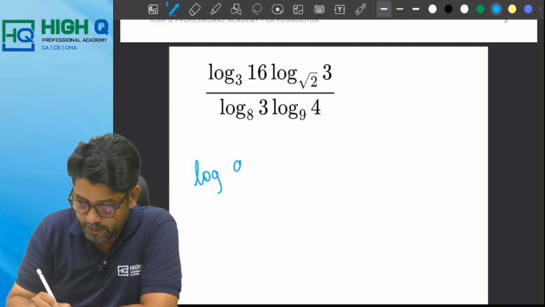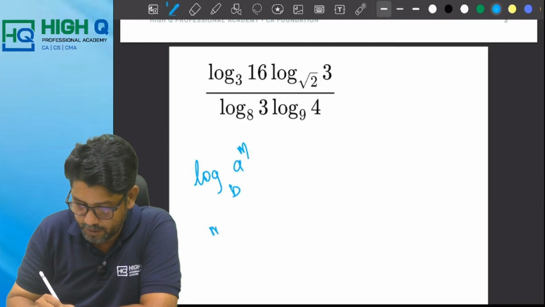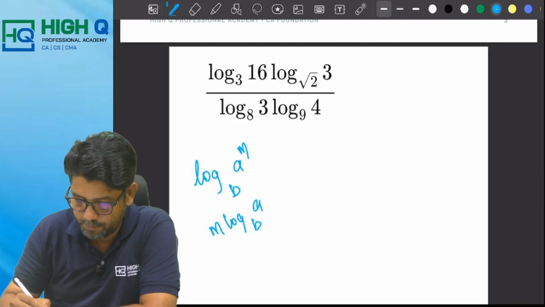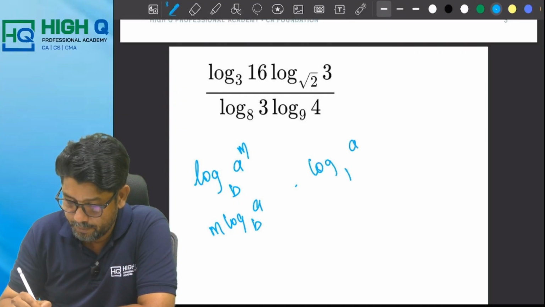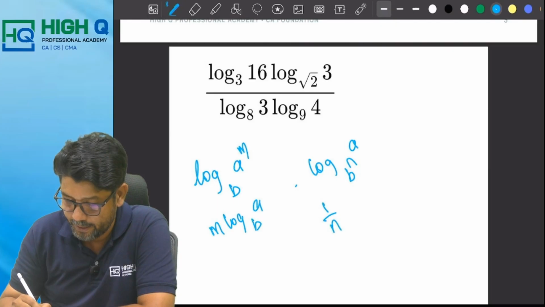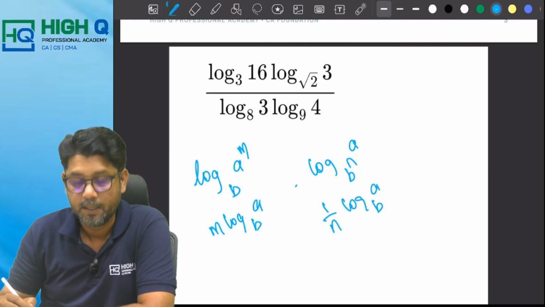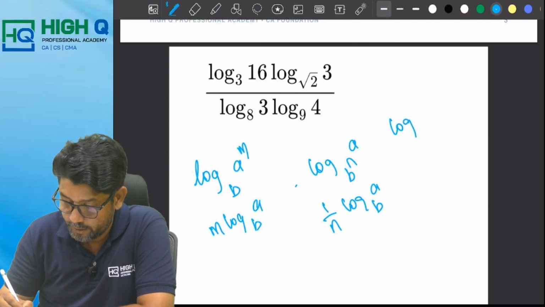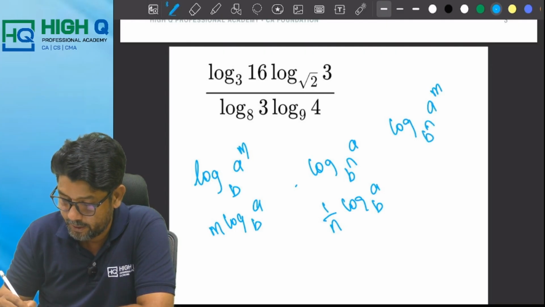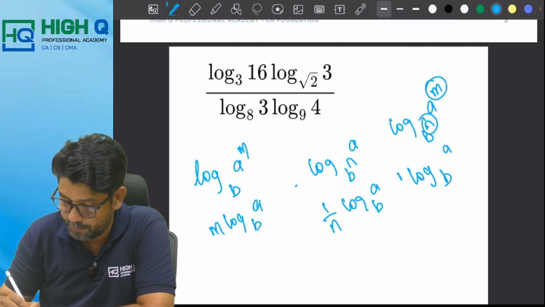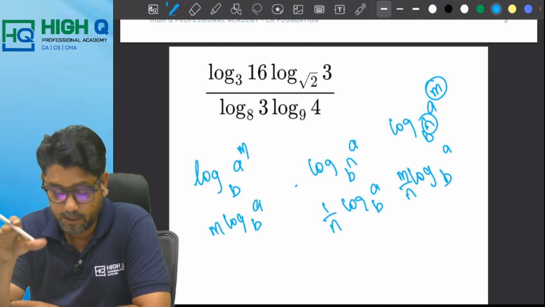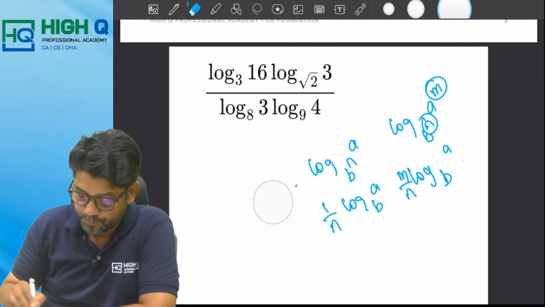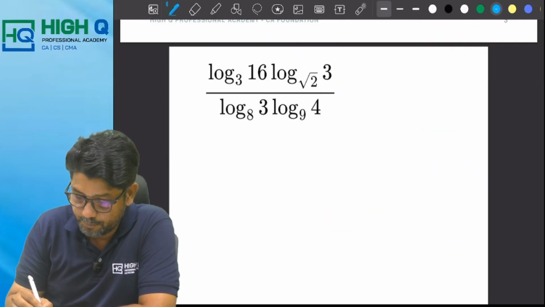And one more rule is log a power m to the base b can be written as m log a to the base b. Same way, log a to the base b power n can be written as 1 by n log a to the base b. In case log a power m to the base b power n can be written as log a to the base b, times m by n. Is that clear, all of you? So please remember these laws of logarithms. Okay. Now let us apply those laws of logarithms here.